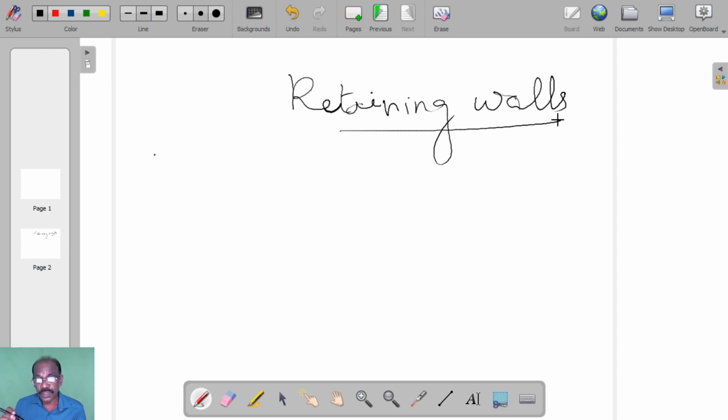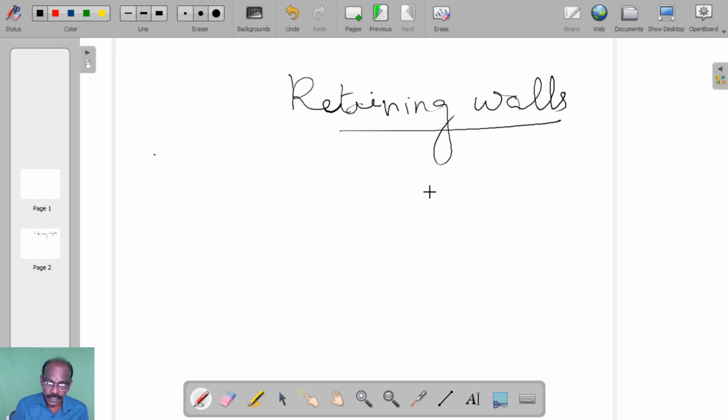These walls are commonly constructed in the following areas. Number one, in the construction of building basements. Number two, as wing walls or abutments in bridge areas. And number three, in the construction of embankments. These are the three typical uses of retaining walls. The material which is retained by the retaining wall is called the backfill.